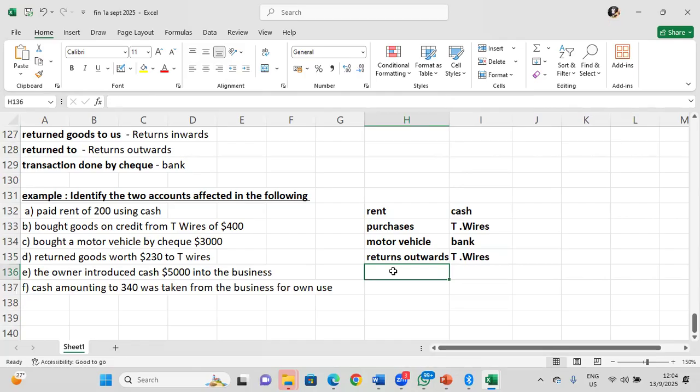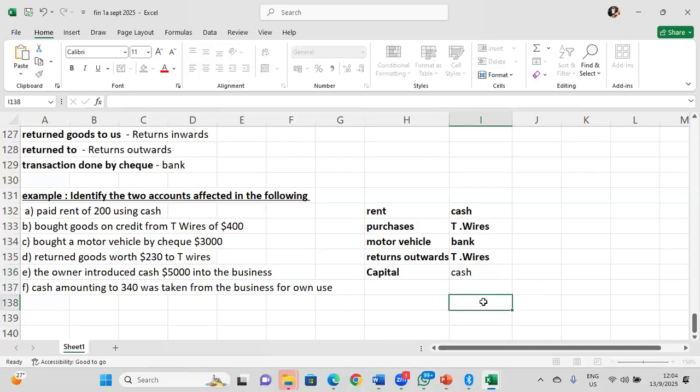The owner introduced cash. So what the owner is introducing in the business is the capital. It increases the capital. So if the owner introduced, one of the accounts is the capital account. Then they introduced capital in the form of what? They introduced capital as cash. If it was in the form of a check, we would say bank. If they introduced a vehicle, it would be capital and the vehicle. So what they introduce is the capital.